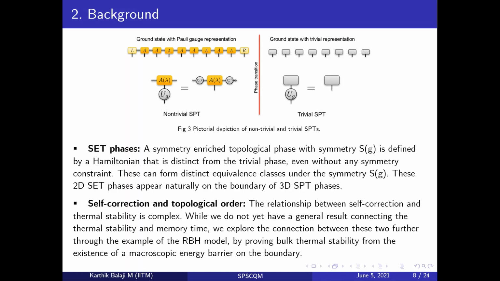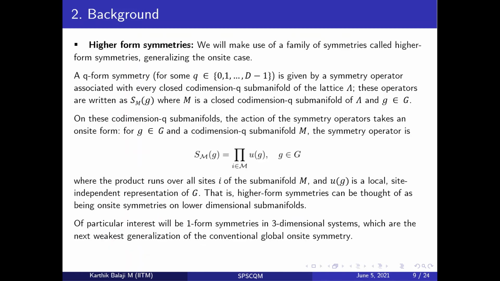Now, the relationship between self-correction and thermal stability of topological order is complex. While we do not yet have a general result connecting these two, we can explore the connection further through the example of the RBH model that we'll be seeing soon. Now let's take a brief look at higher form symmetries.